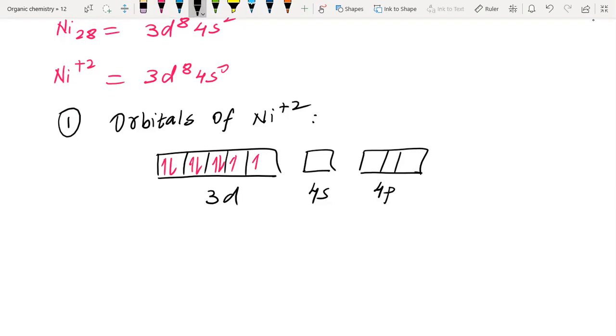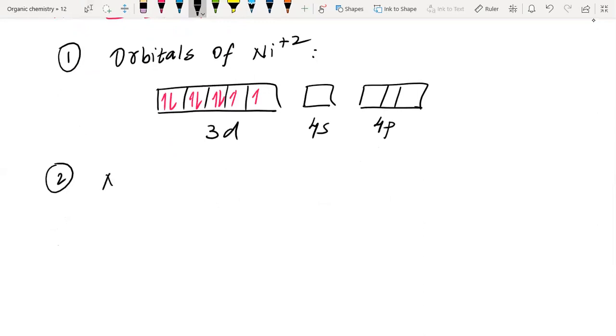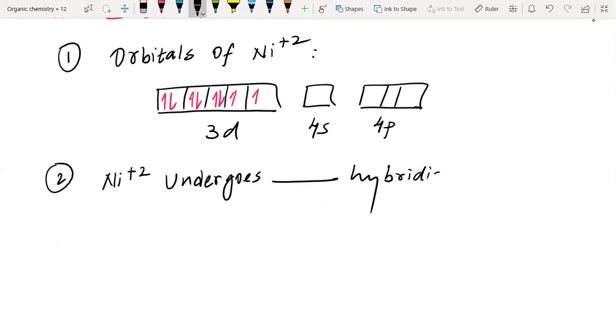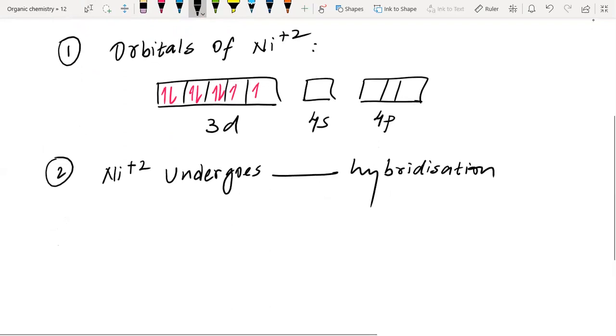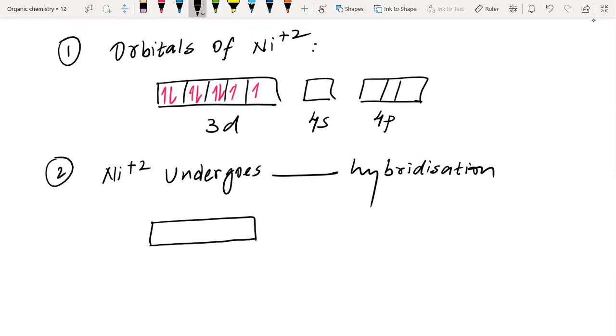Now the next step is: Ni +2 undergoes what hybridization? That we'll try to find out now. I'll show you how to get this. For this, we need to write those orbitals again here, 3d, 4s and 4p.